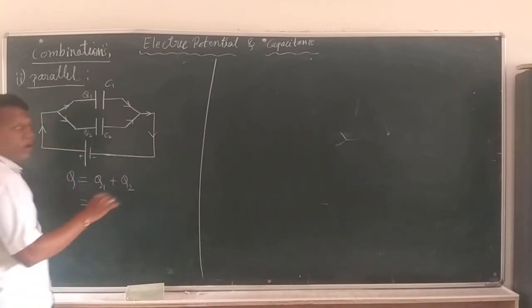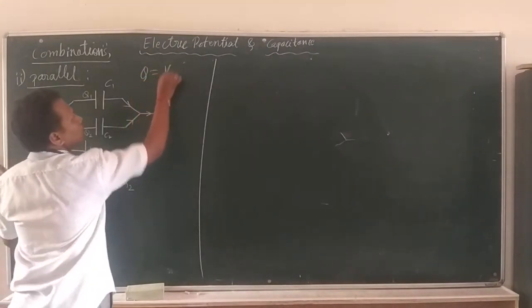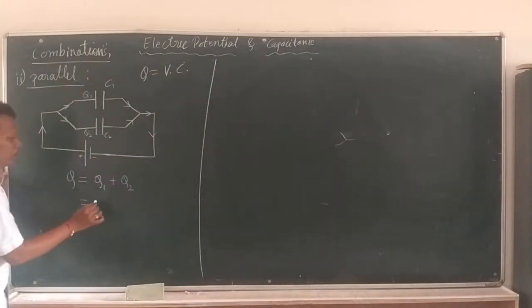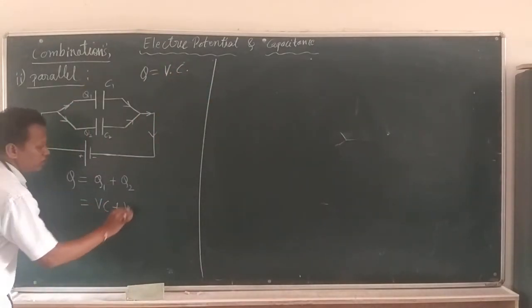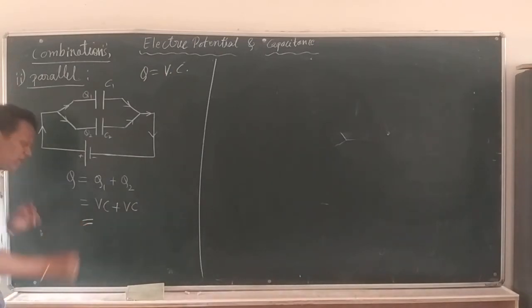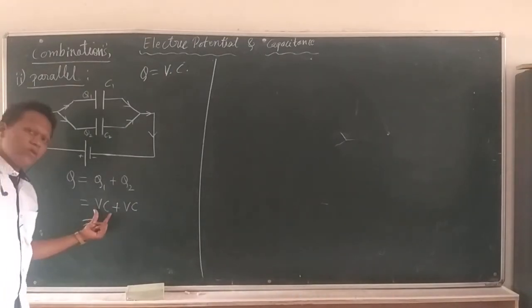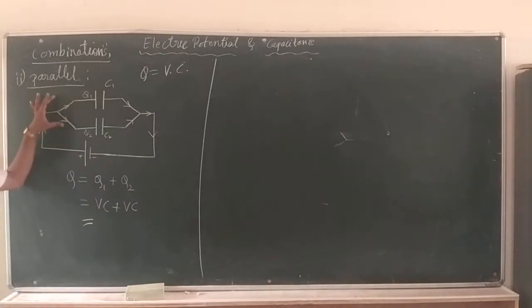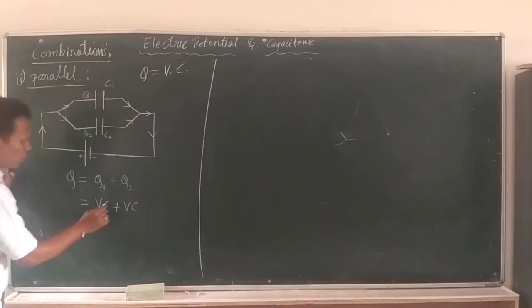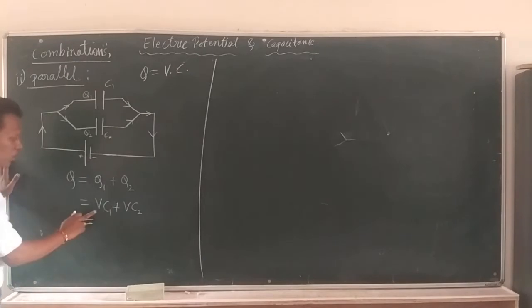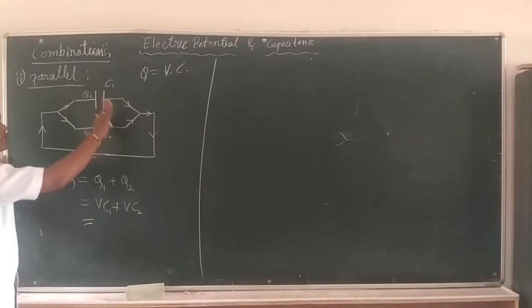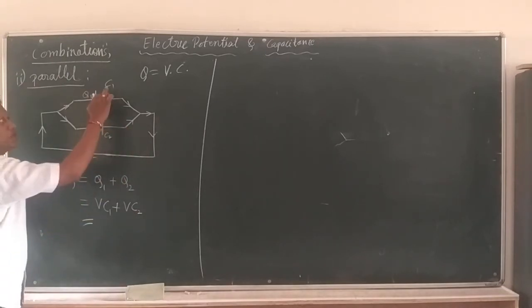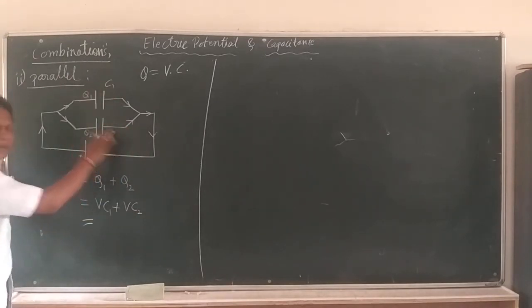Moving on to Q1 and Q2, let us recall the formula: Q is equal to V into C. So Q1 is V into C1, plus V into C2. Once again, we have the same criteria to follow. Wherever you have to write 1 and 2, write 1 and 2. What did I say now? Charge Q is divided into Q1 and Q2. So what about the potential? Potential is the same. We need to write V1 and V2 here, because the potential is constant. Whatever the amount of potential at C1, the same amount has to be at C2.